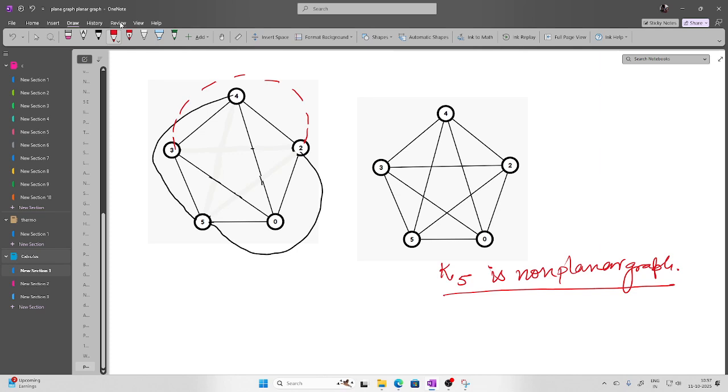Okay, there are two ways to check planarity. One is Kuratowski's theorem. Another one is using Euler's formula, or Euler's method. We'll be taking that in the next lecture or coming lectures, wherever it is appropriate.